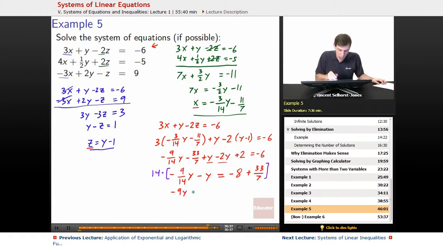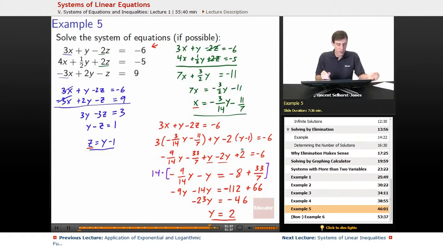That'll get us negative 9y minus 14y equals negative 8 times 14 becomes negative 112, and 33 over 7 times 14, well, that'll cancel the 14 to just 2 times 33, right? The 14 divided by 7 becomes 2, so 14 times 33 over 7 is the same thing as 2 times 33, so that's plus 66. And so negative 9y minus 14y becomes negative 23y. Negative 112 plus 66 becomes negative 46. Divide by negative 23 on both sides, and we get y equals positive 2.